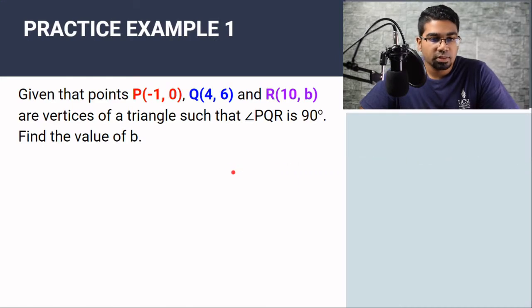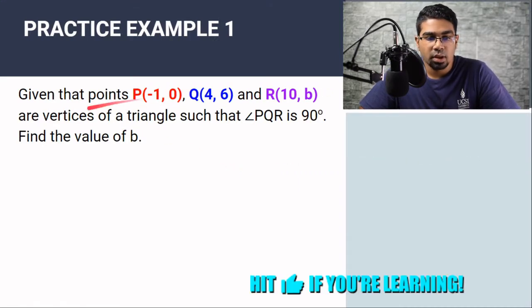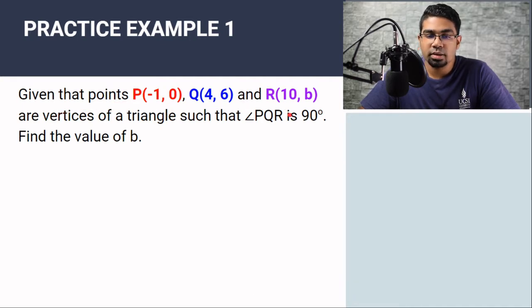Let's go through an example. Given that points P, Q and R are vertices of a triangle such that angle PQR is 90 degrees. Find the value of B.